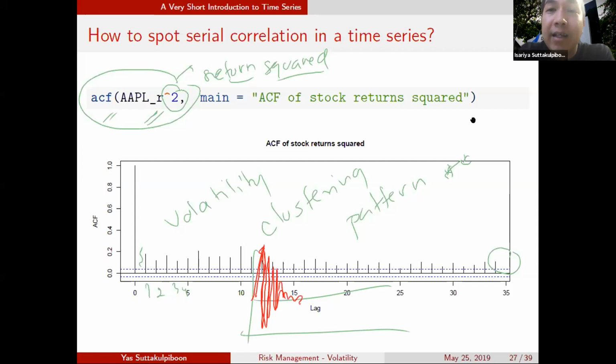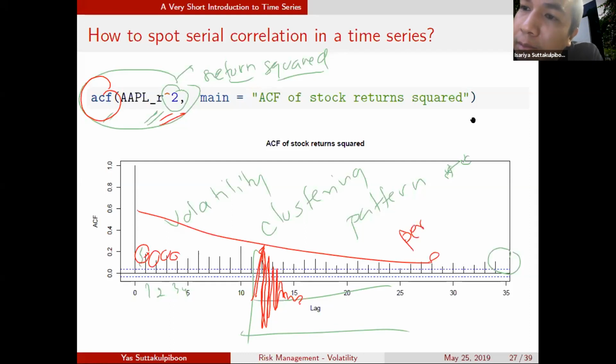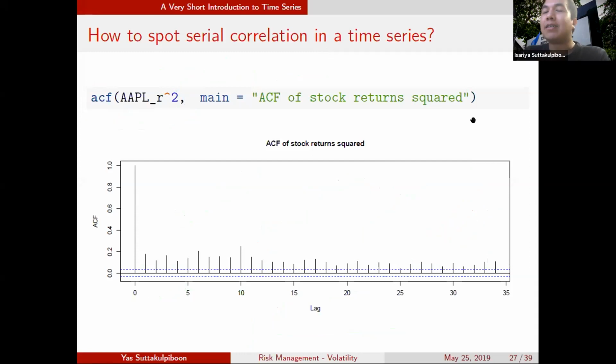Another way to look at it is to look at the ACF function of the return squared. You can see that there's a high correlation for a long period of time. In financial time series, we call this persistence. The volatility persists for a long time. Empirically, when you look at stock prices all over the world, we can actually see this persistent effect.